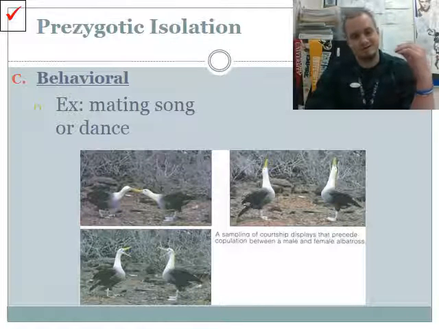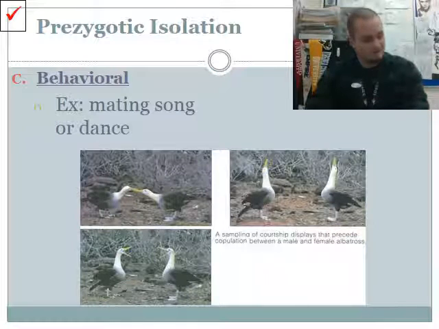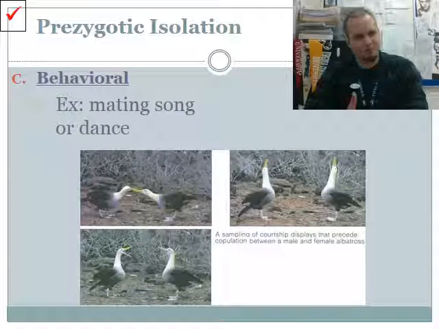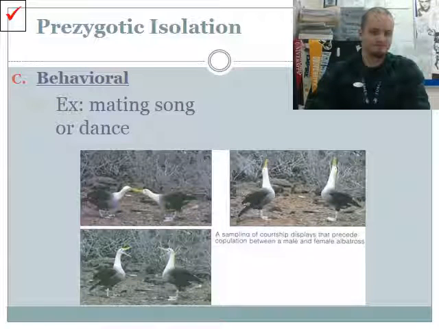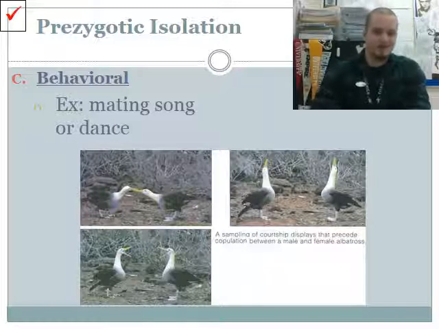So, if you thought you had it bad, consider it like this. If you screwed up one small thing in a dance or a song, that means you wouldn't be able to reproduce for that season. That's kind of a heavy hit there.